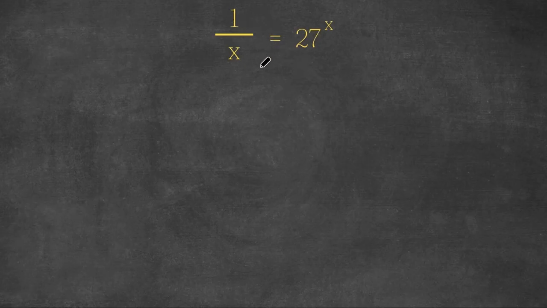In today's video, I'm going to be teaching you guys how to solve this exponential equation. So we have 1 divided by x is equal to 27 to the power of x.